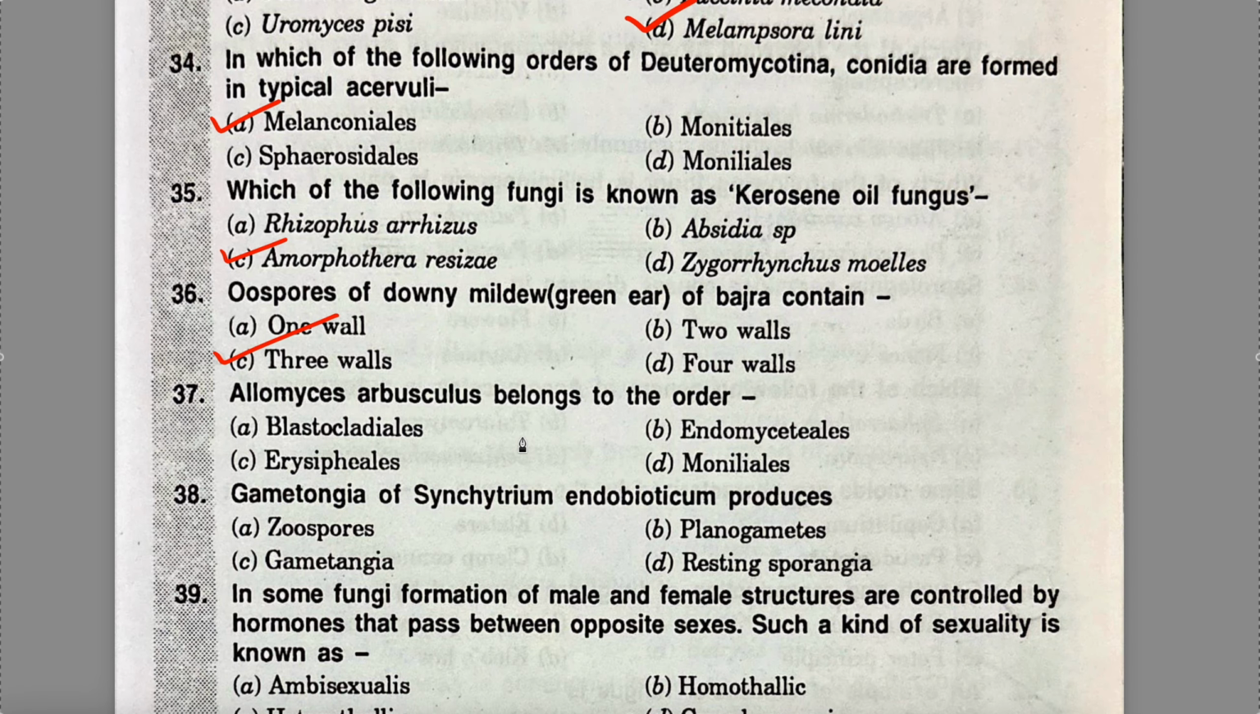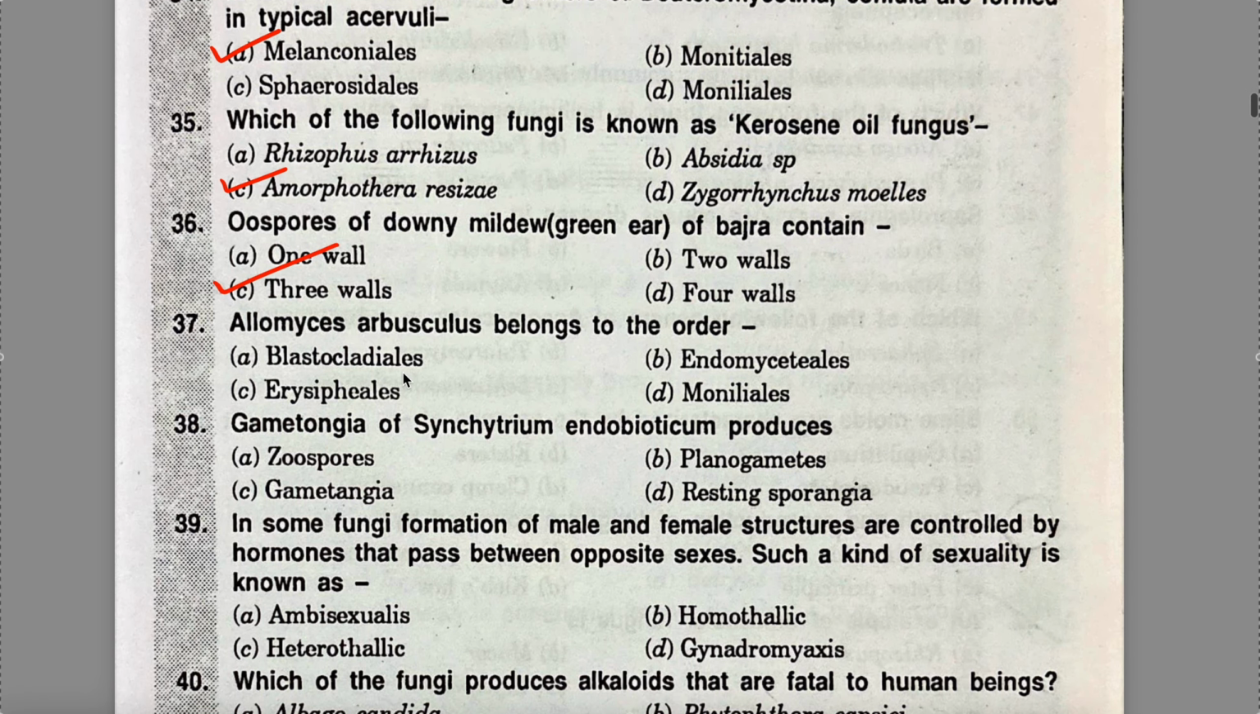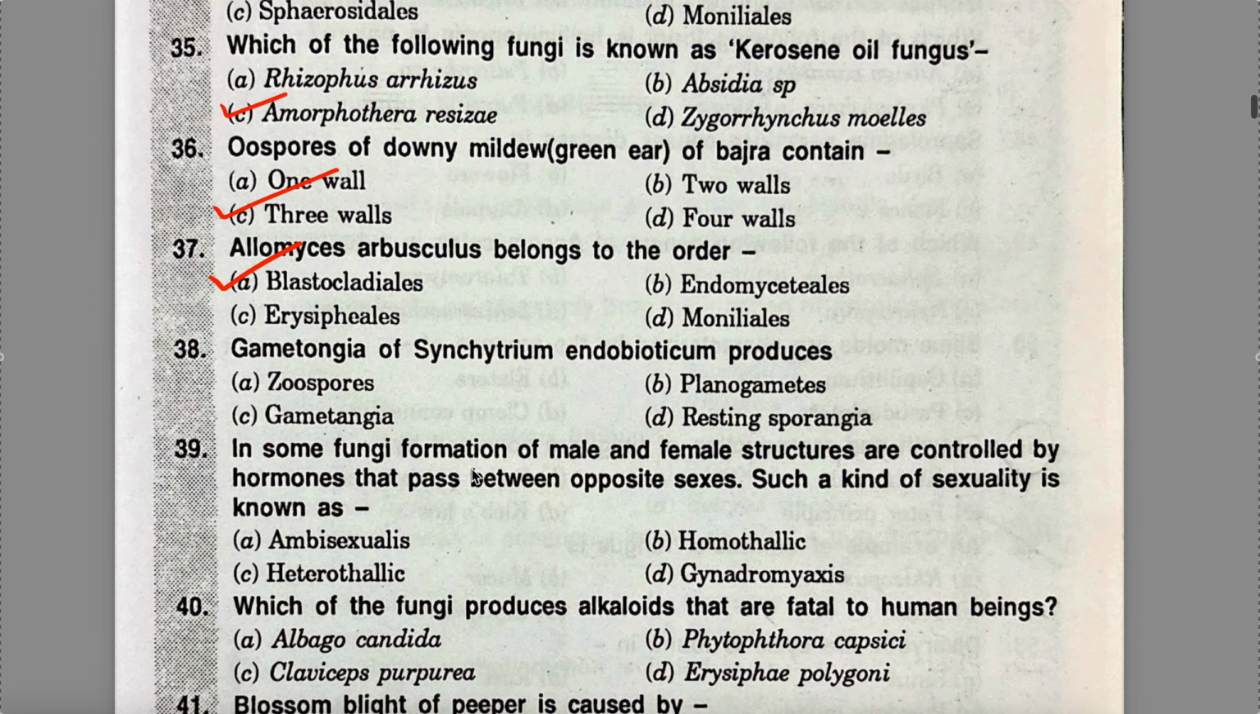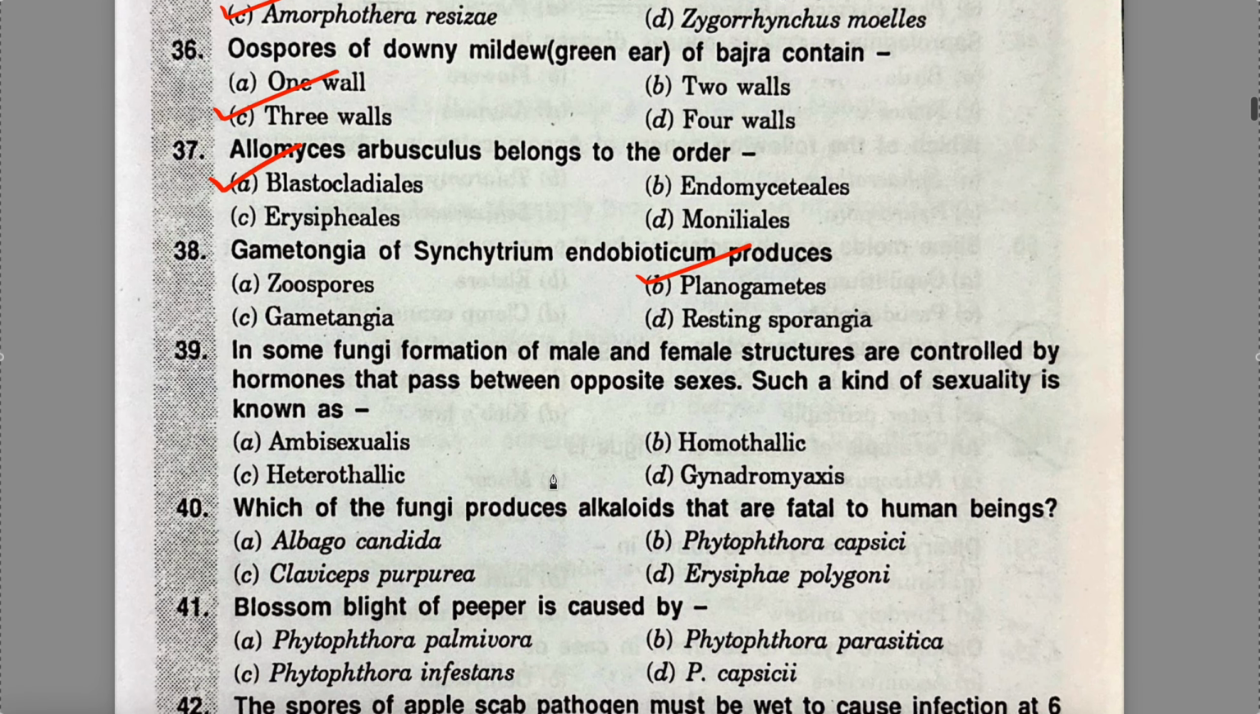37. Allomyces arbuscula belongs to the order Blastocladiales, Entomophthorales, Erysiphales or Moniliales? Answer is option A, Blastocladiales. 38. Gametangia of Synchytrium endobioticum produce zoospores, planogametes, gametangia or resting sporangia? The answer is option B.